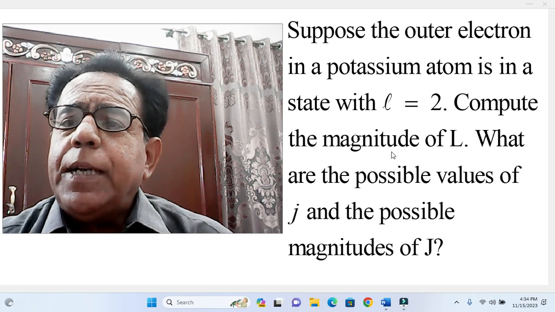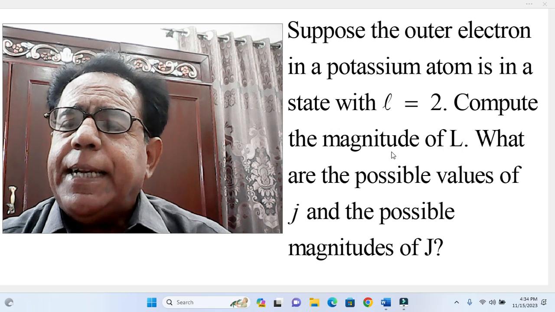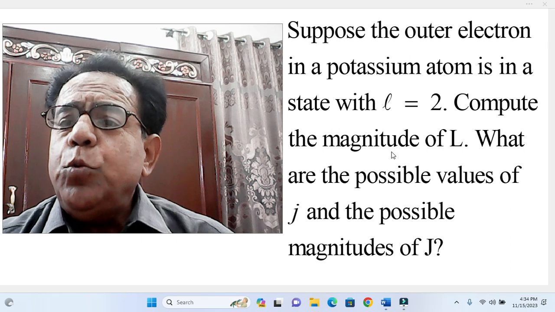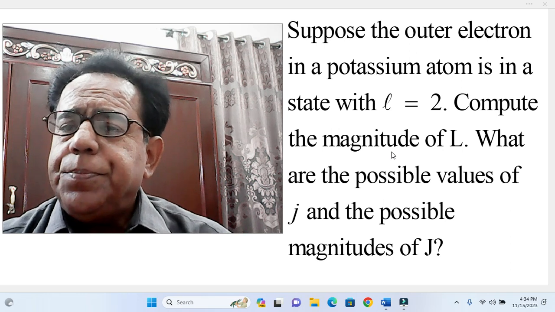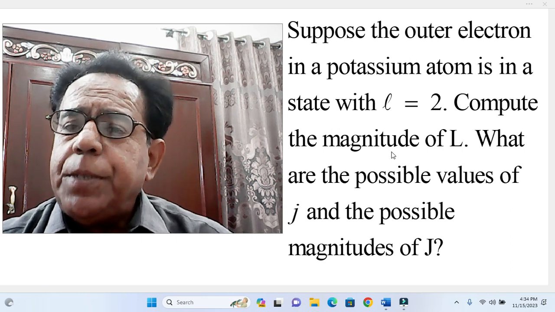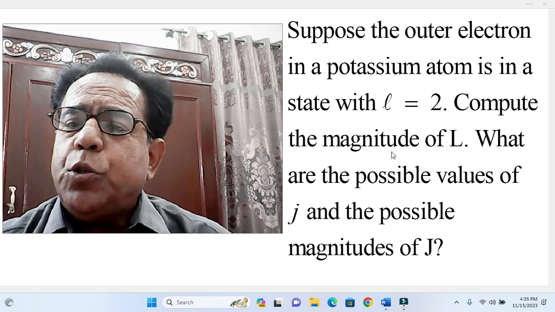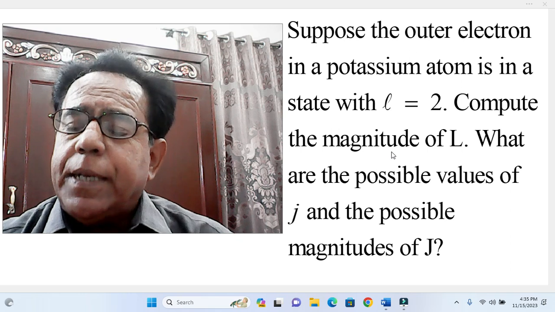Suppose the outer electron in a potassium atom is in a state with L equal to 2. Compute the magnitude of L. What are the possible values of J and the possible magnitudes of capital J?